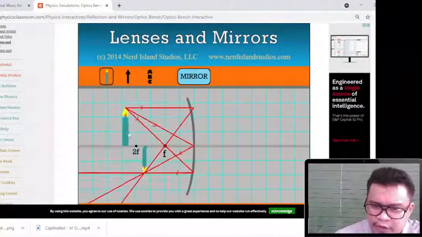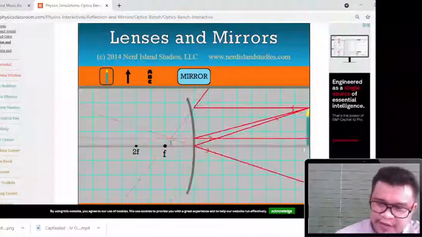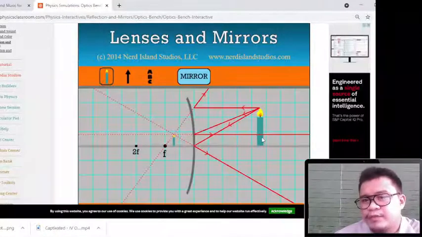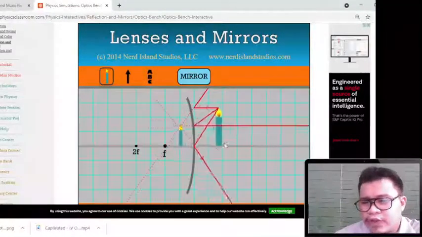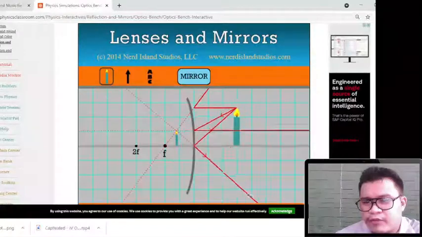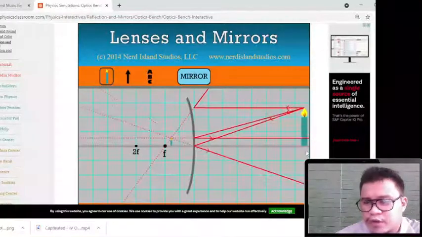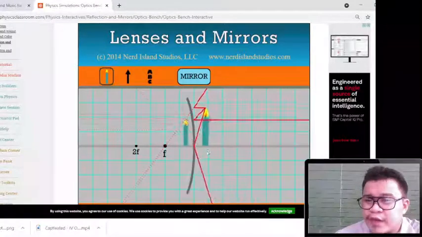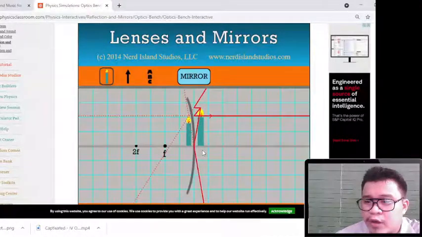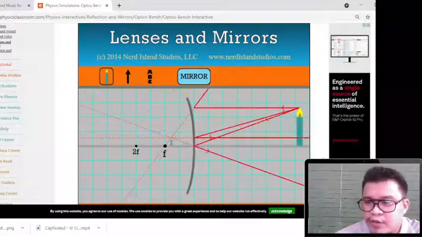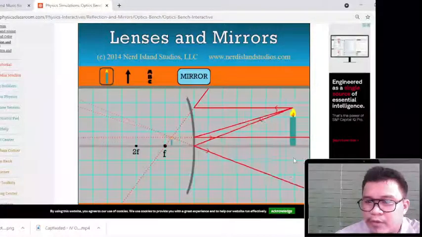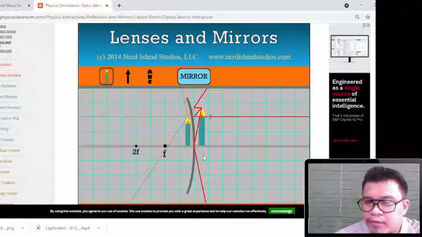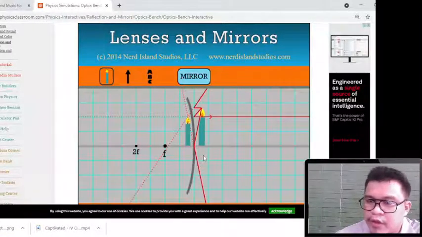Just for convex mirrors, all you need to do is just drag this one to the other side of the mirror. And as you can see, wherever I drag this object in front of a convex mirror, the image is always relatively smaller compared to the object. But of course, look at this. As you approach the mirror, the image tends to get bigger, but not bigger than the object.